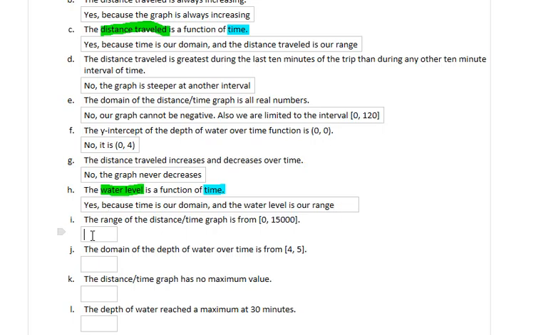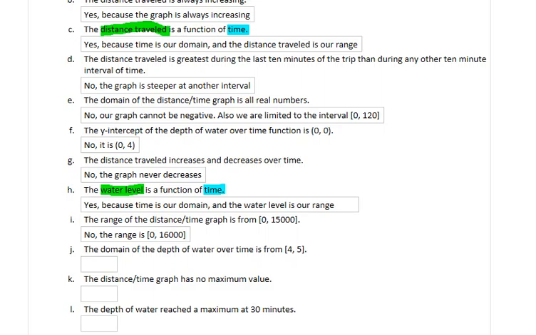The range of the distance time graph is from 0 to 15,000. No, it is not. If you remember from above, our range is from 0. So the range is from 0 to 16,000. They were off by a little bit.